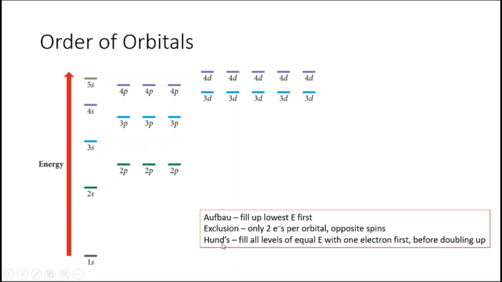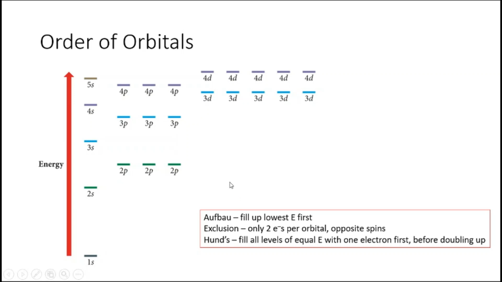And so Hund's rule states that you have to fill in every single level that has equal energies with at least one electron before you can start doubling up. As I mentioned with the exclusion principle, only 2 electrons can exist in each one of these orbitals. But you can't just start throwing 2 electrons in every one of these orbitals without following Hund's rule first.